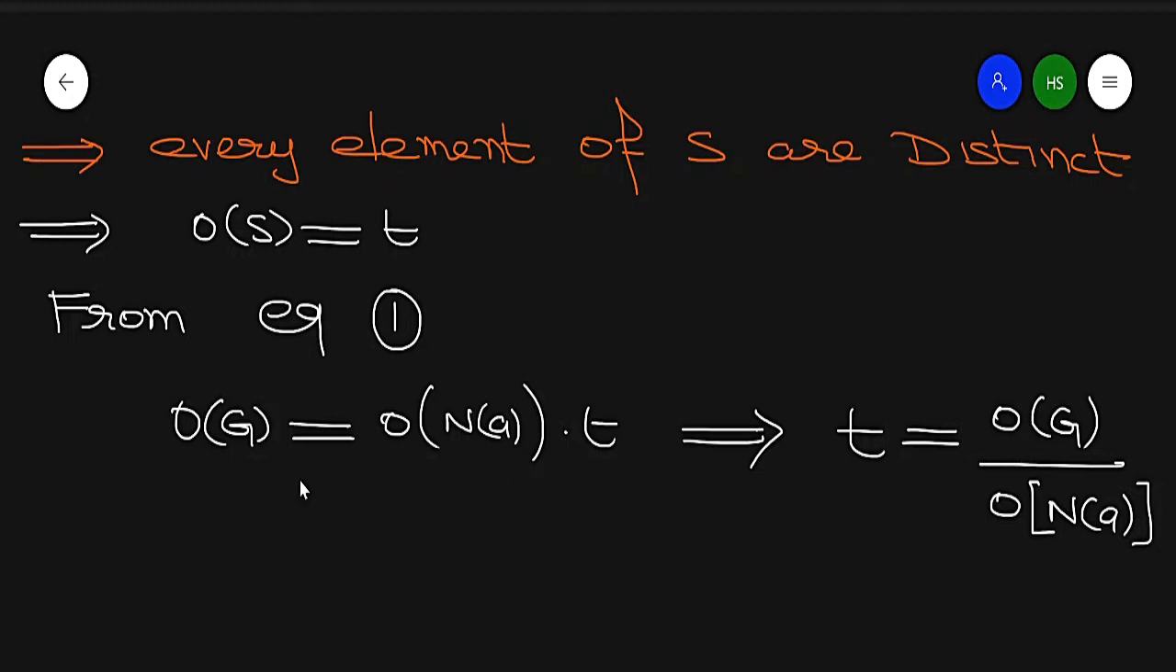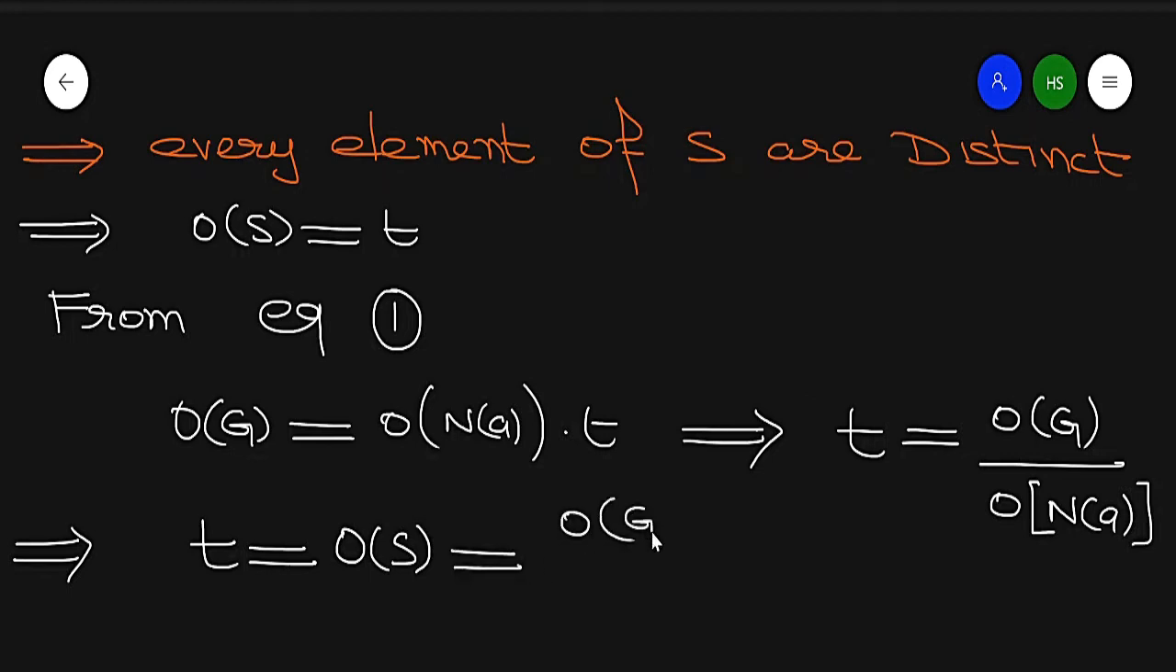So what we get now: T is equal to the order of S, and T is equal to this value. So we get this, which is written as equation number 2. It implies T is equal to the order of S, which is equal to the order of G over the order of the normalizer of A. I write it as equation number 2.